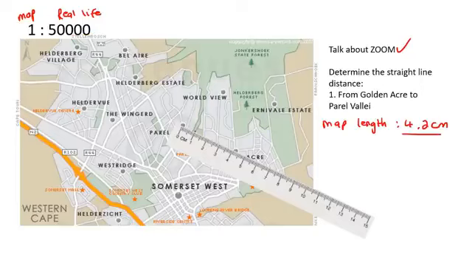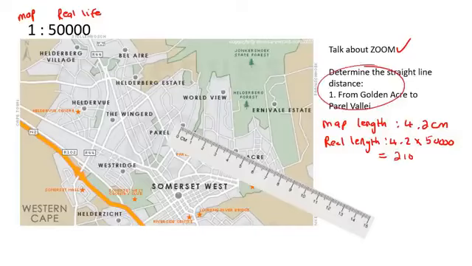So if your map length is 4.2 centimeters, then your real length will be 4.2 multiplied by 50,000, right? Because for every 1, then it's 50,000 times more. So you multiply by 50,000. And that'll give you 210,000 centimeters.